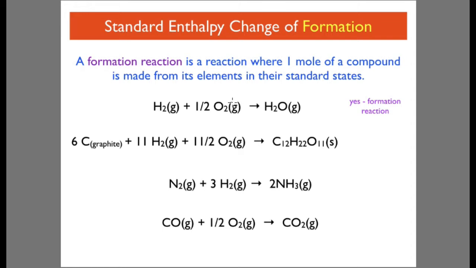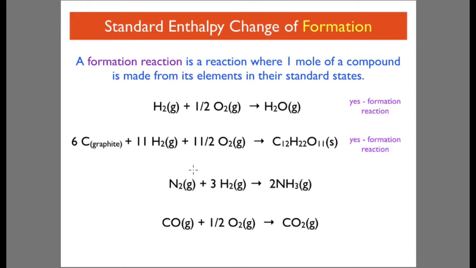What about the next one? Graphite is in its standard state, plus hydrogen is in standard state, diatomic gaseous form, and oxygen, diatomic gaseous form in the standard state. And so yes, this is a formation reaction.